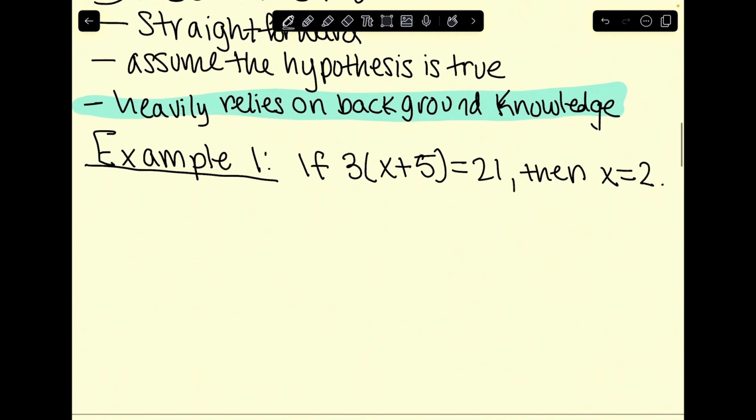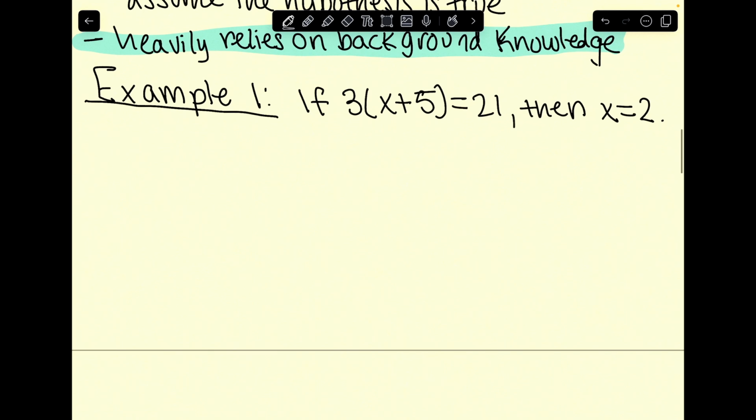And so here is the first example that I have. This example essentially states that if 3 times x plus 5 equals 21, then x must be equal to 2. Now, you're probably thinking, this is really easy. I've seen multi-step equations like this all the time. I can do this with my eyes closed. Now, I'm going to ask you a question. How do you know that this is true? That x is equal to 2?